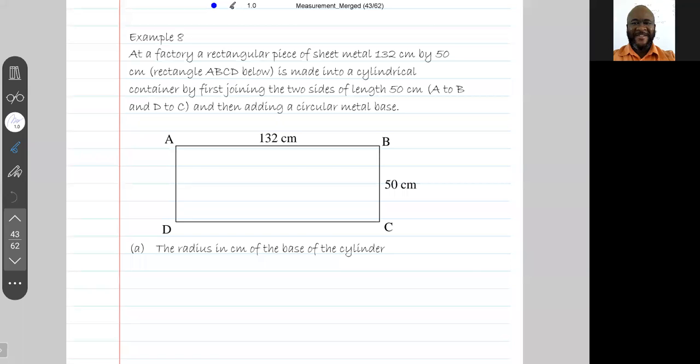All right, so example 8 says that at a factory, a rectangular piece of sheet metal, 32 centimeters long by 50 centimeters, this is rectangle ABCD below, is made into a cylindrical container by first joining the two sides of length 50 centimeters. So they join this side with this side, and when they do that, they end up with a cylinder. So this is like A and B joining together.